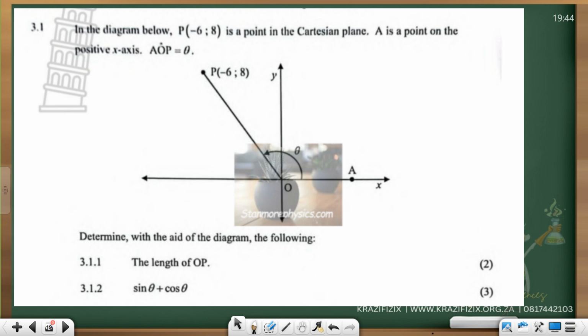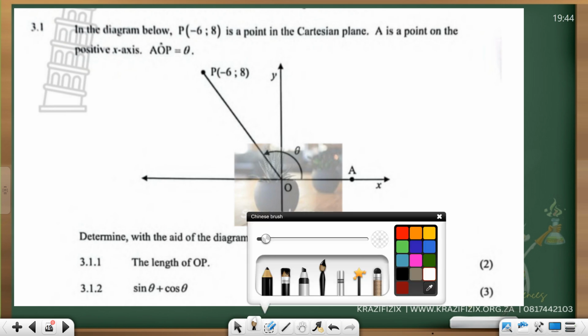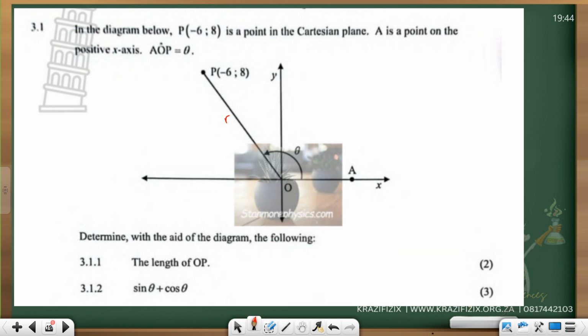Now, with the aid of this diagram, the length of OP, you must quickly see that what is that? That's R. This is X, and this is what? Y. So what do we know? R squared equals what? X squared plus Y squared. My R is my OP. What is X? Negative 6, place in bracket. What is Y? 8 squared. So what is OP?